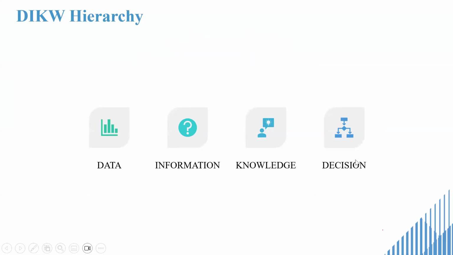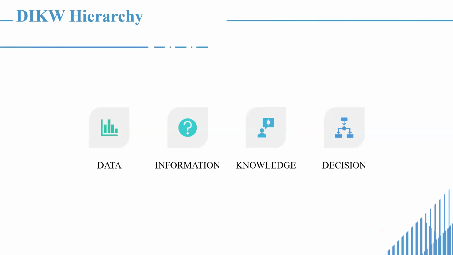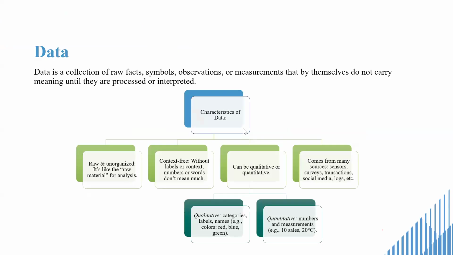These are the stages: when you have data, it comes to information, and then knowledge and decision. So first of all, what is data? Data is a collection of raw facts, samples, observations, or measurements that by themselves do not carry meaning until they are processed or interpreted. Like some random numbers, 200, 300, 400. These are numbers, but they do not have any meaning to you.